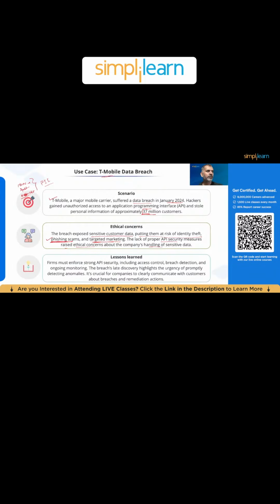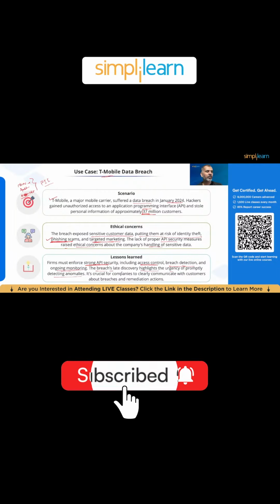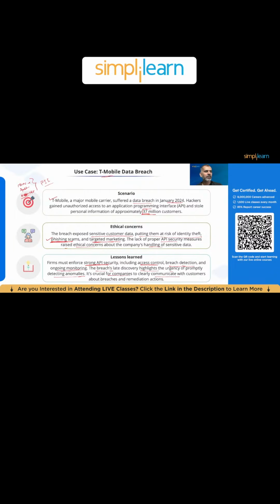Firms must enforce strong API security. Obviously, a weak interface allows unauthorized access, and in that sense, you may lose customer information. So you have to enforce strong API security measures that include access control, breach detection, and ongoing monitoring. And whenever any kind of breach happens, it should shut down the system as well. The late discovery of the breach highlights the urgency of promptly detecting anomalies, and it's crucial that companies clearly communicate with customers about breaches and remedial actions. That needs to be taken care of.